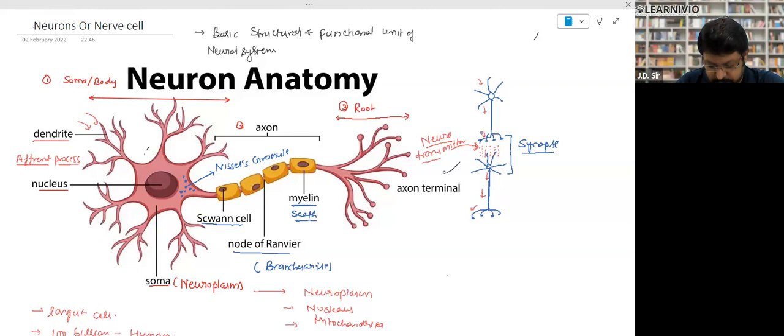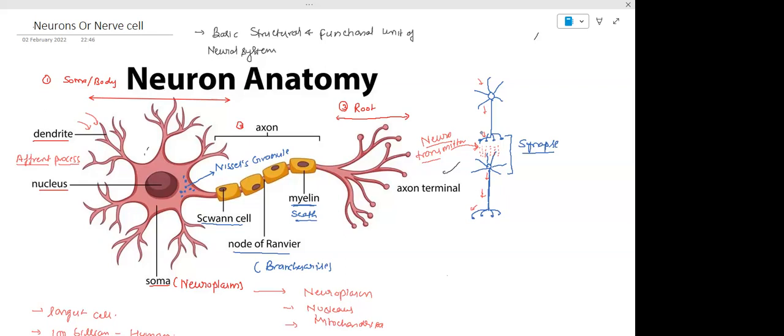Neurons are found, or neurons remain, in the interphase of the cell cycle. G1 phase of the cell cycle, S phase of the cell cycle, G naught phase of the cell cycle. G naught phase. Okay. Anyone else? Interphase. Very good. Excellent. Please note it down.